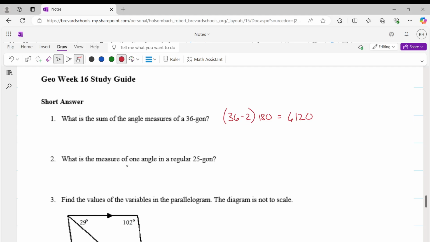Problem number 2, what is the measure of one angle in a regular 25 gon? All right, so the first question was sum. Number 2 is just one of them. So we take the n minus 2, multiply it by 180, and then we divide it by n. And that'll give us one angle measure. So 23 times 180 divided by 25, 165.6.